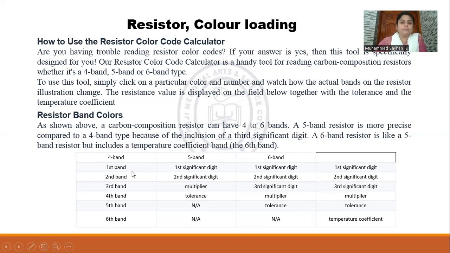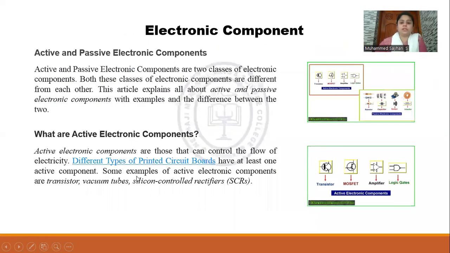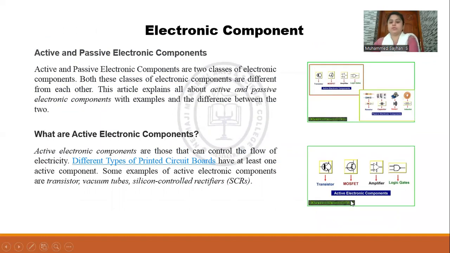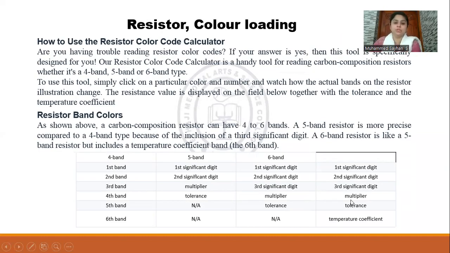Then let me tell you about the resistor bands. The first band shows the first significant digit, and the second band shows the second significant digit. The third band shows the multiplier, and the fourth band shows the tolerance value. The fifth band is not applicable, and there's no need of the sixth band here.